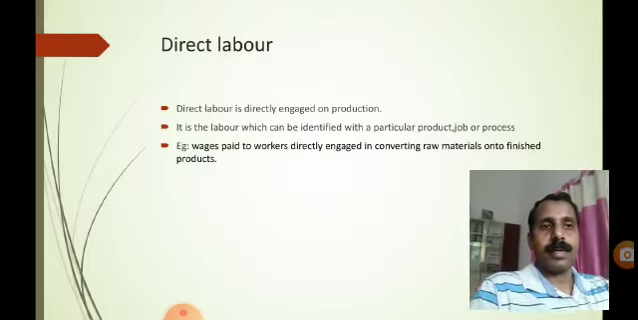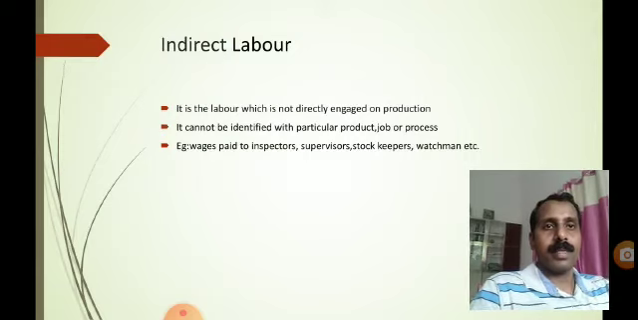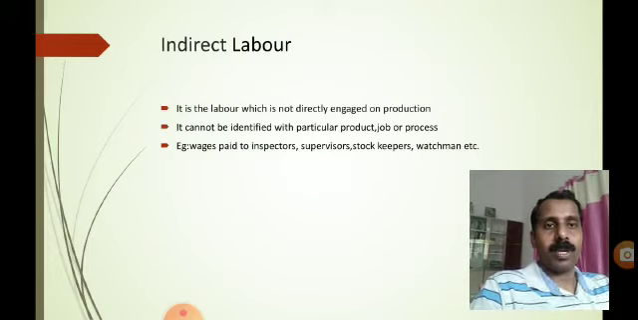Then the second one, what is indirect labor? Indirect labor means labor which is not directly engaged in production. In addition to the laborers who are directly engaged in the manufacturing process, some other persons are also engaged as labor. For example, inspectors, supervisors, storekeepers, watchmen are not directly engaged in the production process, but they support the production process. That is termed as indirect labor.